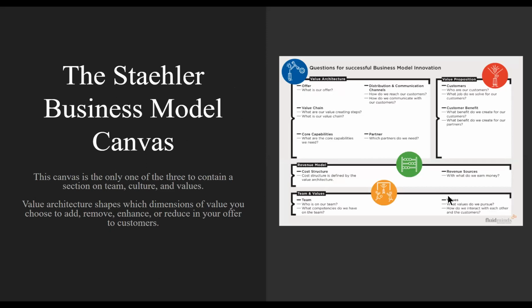When you search business model canvas on the internet, you will see many things. The first one is the only one of the 3 main models that contains a part about your team, your culture, and your values. It is easier for a person doing the business model canvas for the first time, because it brings up several questions for you to write down the details that a canvas requires.